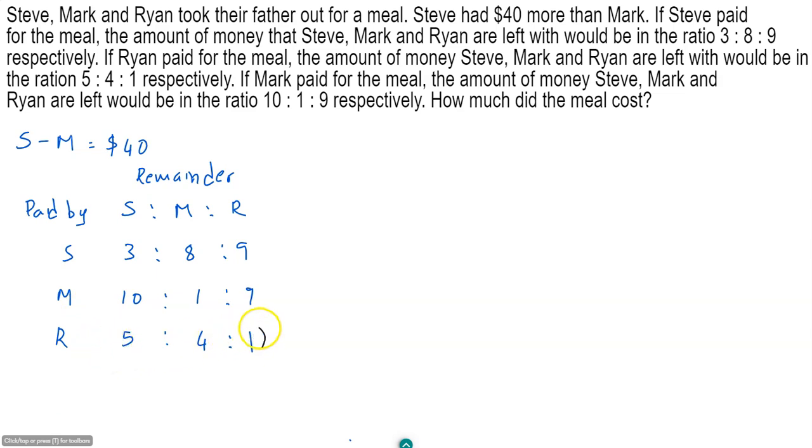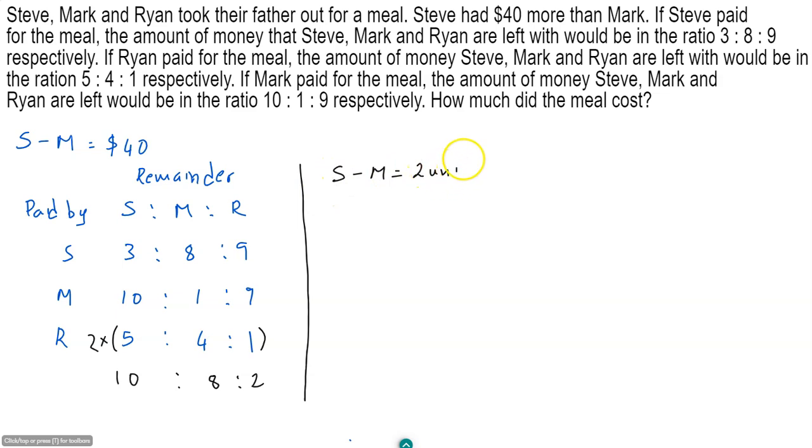So what I'm going to do is multiply this whole thing by 2 so that I get the same number of units here, 10. Now we know that from here we can tell that Steve and Mark, the difference is 2 units. So I will say that Steve minus Mark is equal to 2 units. From the question we also know that Steve minus Mark is $40. So 2 units is equal to $40. Therefore 1 unit is equal to $20.